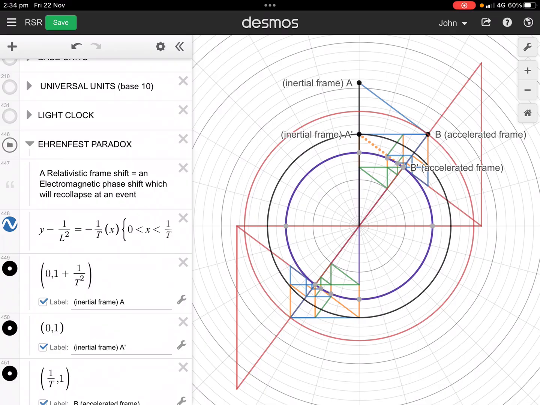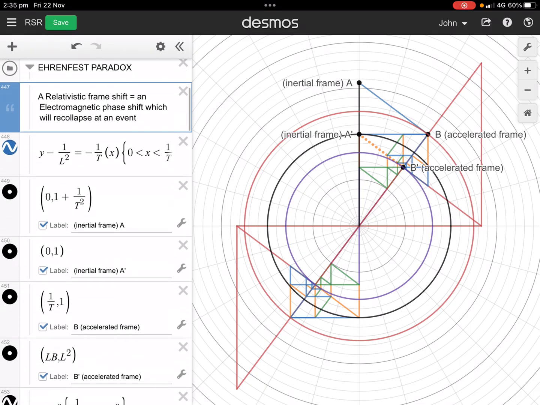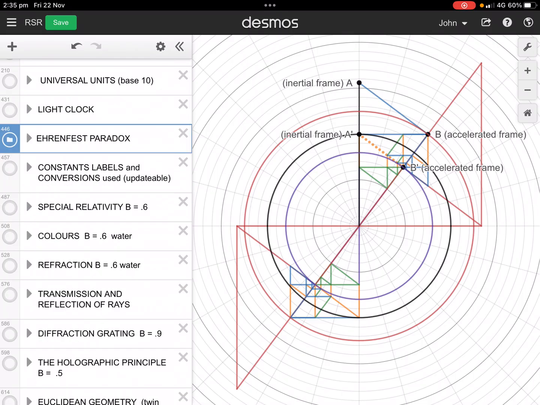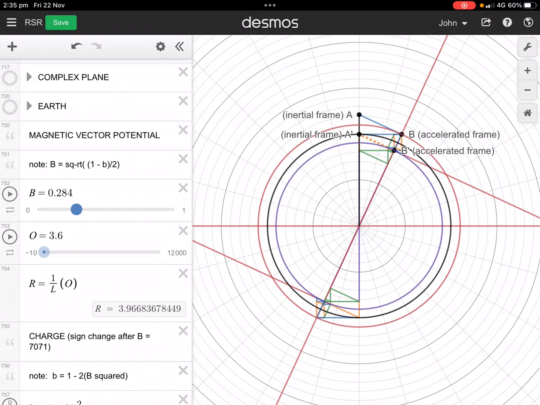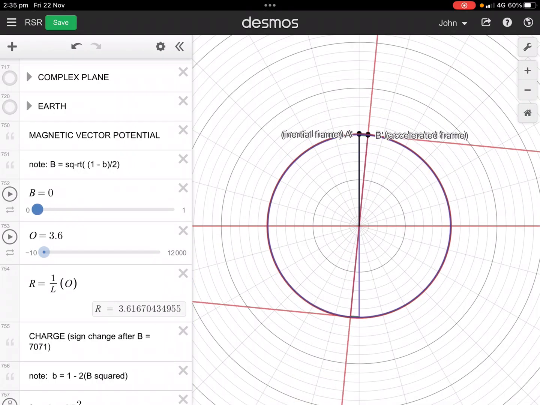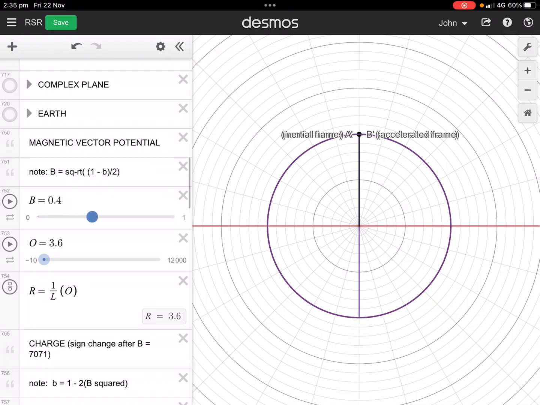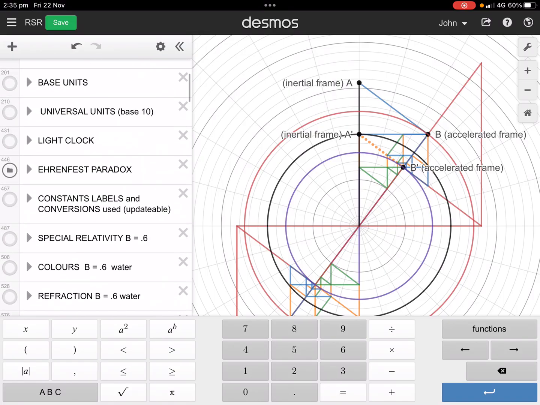So a relativistic frame shift equals an electromagnetic phase shift which will collapse at an event. No, that's what I wrote there anyway. Can't even remember why I wrote that now. Who cares? So anyway, that's the paradox basically. And of course, when it comes to them coming together, that superposition disappears, and they can agree on an event there. So that's the Ehrenfest paradox.